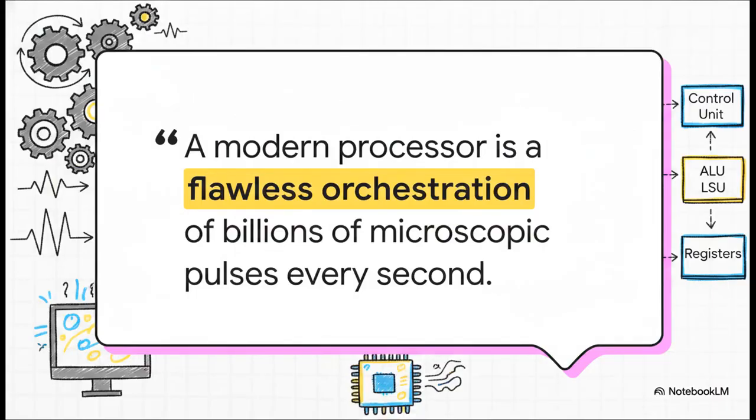And that cycle right there is the invisible heartbeat of the modern world. A modern processor truly is a flawless orchestration of billions of microscopic pulses every single second. By dividing the labor among these brilliant architectural units, the control unit, the ALU, the LSU, and the registers, and forcing them to march to the rigid tempo of the system clock, the CPU seamlessly turns simple electrical states into the vast digital reality we live in.